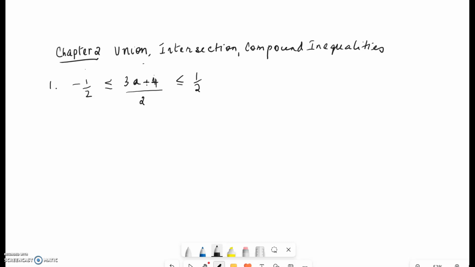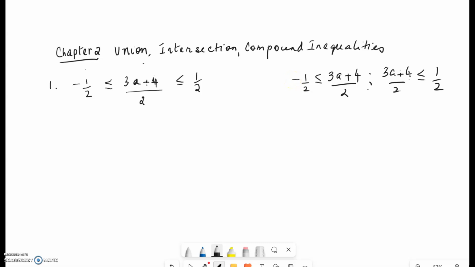Now let's say we want to solve an inequality of this sort. This is the same as a regular inequality. The same rules apply. Adding a number throughout. So for example, negative half is less than or equal to 3a plus 4 over 2, and 3a plus 4 over 2 is less than or equal to half.